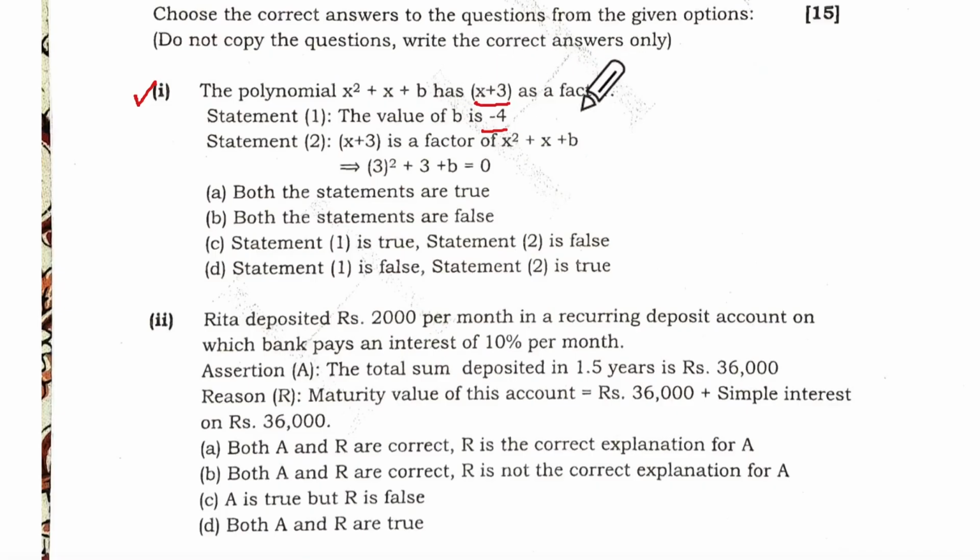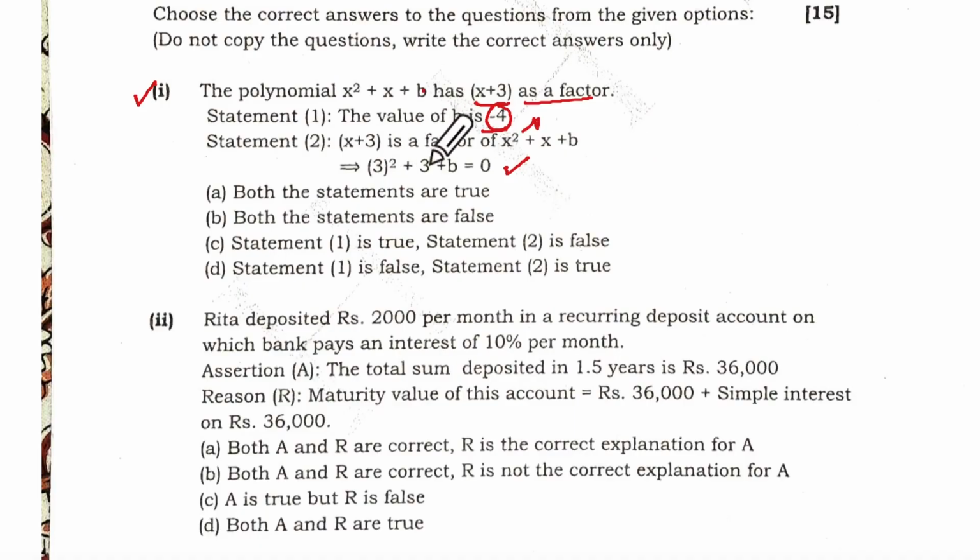No, 1 minute, they are saying it is a factor. So you put the value of b here. So the statement is wrong. They are saying the value is not going to be minus 4, right? Yes, ma'am. Okay, statement number 2, x plus 3 is the factor of this, means 3 square, this thing plus b equal to 0 is correct. So this reason is correct. Statement 2 is correct, but statement 1 is wrong.